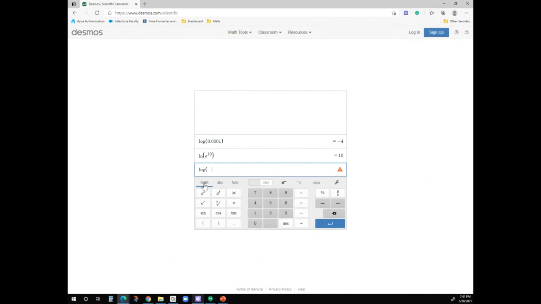That's under function here and defaults to main, and you don't see those. So you have to go over here to function. And then there are these extra buttons. And you can even see that it has e, and it gives you a decimal approximation if you needed to just find that number as well.